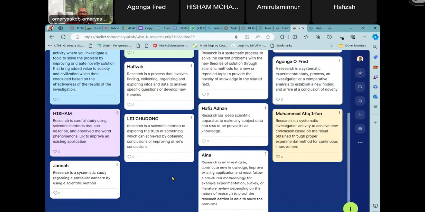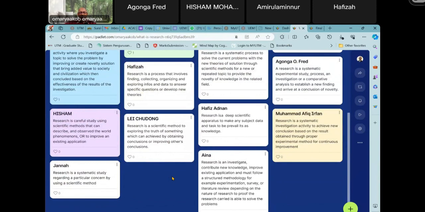Research is scientific apparatus to make any subject data by examination and verification of novelty through experiment to present it as knowledge. Hisham, research is a careful study using scientific method that can describe and observe the world phenomenon or to improve an existing application. Research is systematic, scientific, experimental study to achieve novel conclusion for continuous improvement in knowledge.